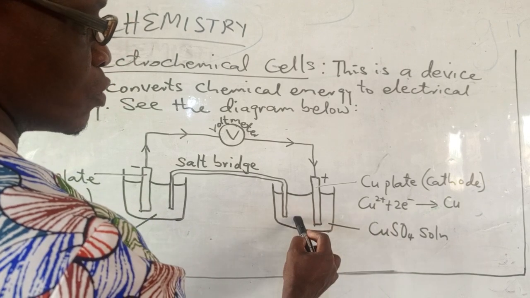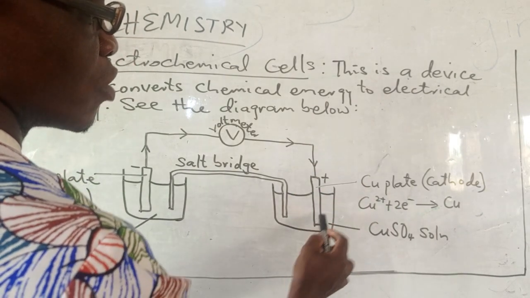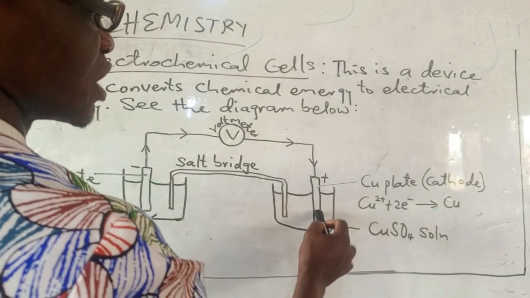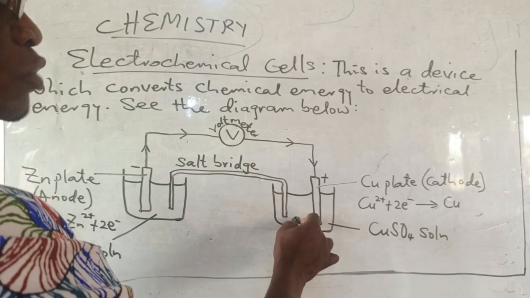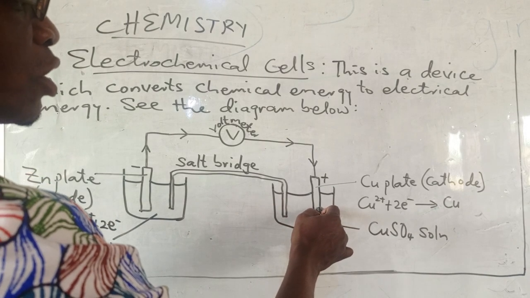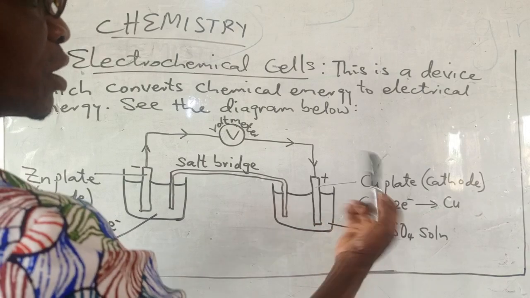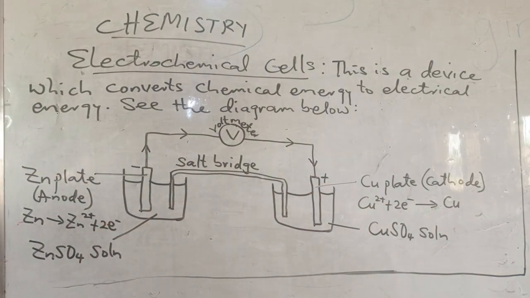Copper ion from the solution, collecting 2 electrons from the plate that are flowing down, returns to copper atom and deposits itself on the plate. It will no longer be in the solution. It will be part of the plate. So with time, you can see that this plate is building while this one is reducing in size.